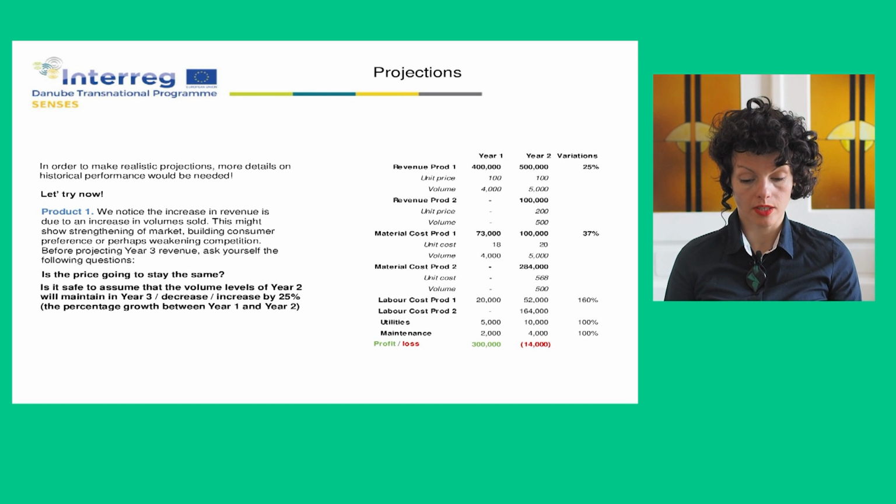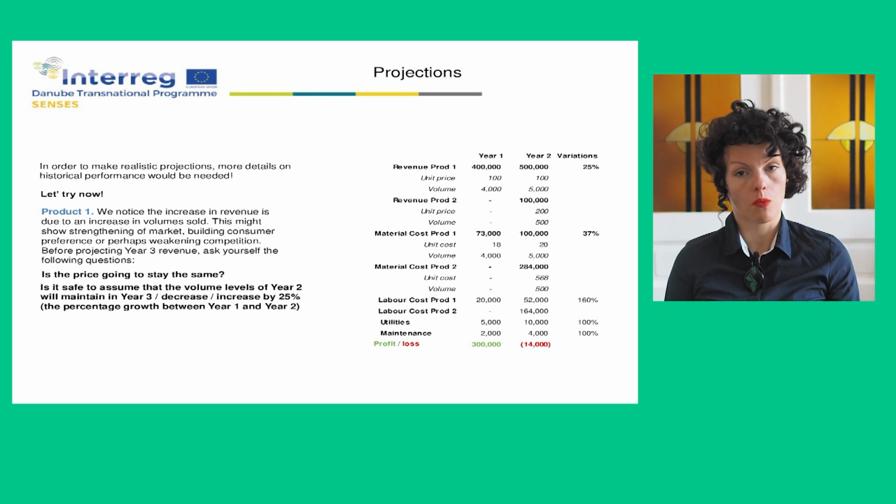Product 1. We notice the increase in revenue is due to an increase in volume sold. This might show strengthening of the market, building consumer preference, or perhaps weakening competition. Before projecting year 3 revenue, ask yourself the following questions. Is the price going to stay the same? Is it safe to assume that the volume levels of year 2 will be maintained in year 3, or increase by 25%, which is the percentage growth between year 1 and year 2?